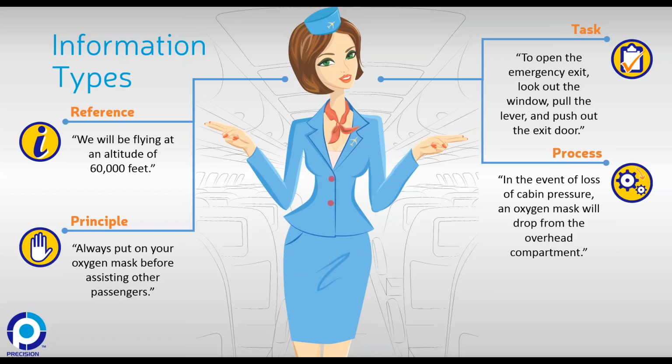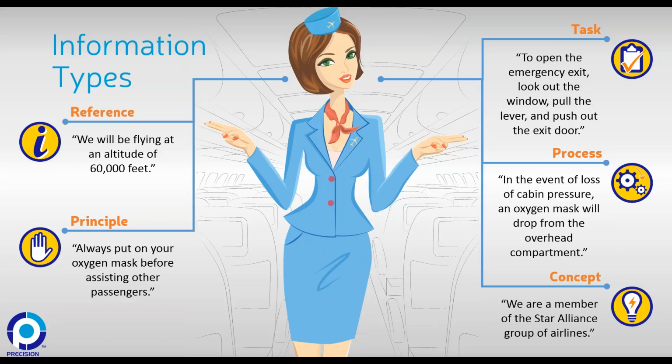When we're looking at process, very similar to task, except here we're not telling people what to do, but how something works. So in this case, in the event of loss of cabin pressure, an oxygen mask will drop from the overhead compartment, describing what happens under certain circumstances. And then finally, concept. We are a member of the Star Alliance group of airlines. So not a great example of concept, and in fact, concepts are, in the precision content world, quite rare birds in terms of information types.